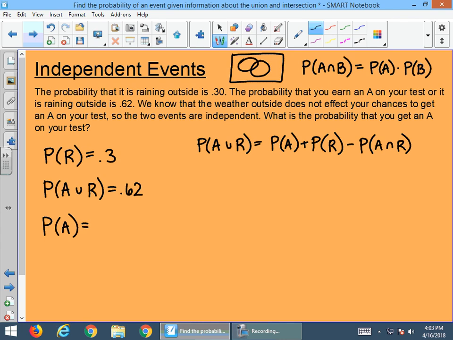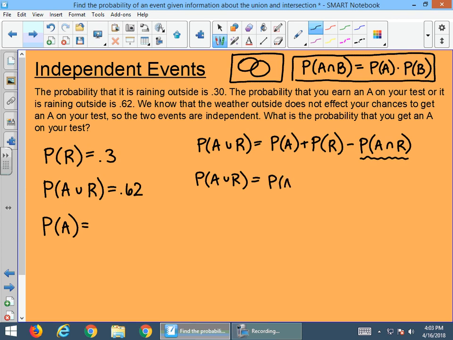Now, because these are independent, this piece right here, I'm actually going to rewrite as I did up here at the top. And the only reason I get to do this next step is because I know that my two events are independent. So the probability of A or R is equal to the probability of A plus the probability of R minus the probability of A times the probability of R.